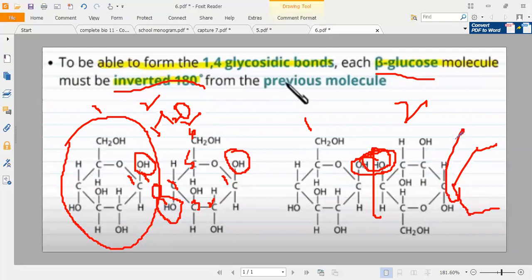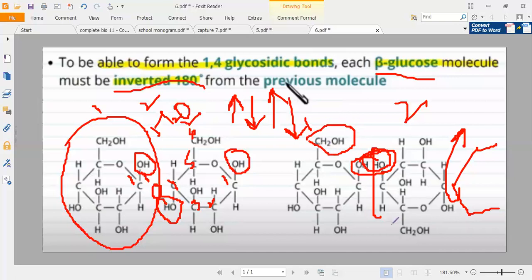This will orient with a 180-degree orientation, we can say it will be inverted. So one molecule will be like this and the other molecule will be like this, then one like this and the other like this. So this will form a linear structure, but with alternate molecules having the opposite orientation.